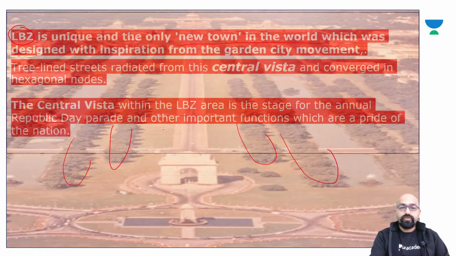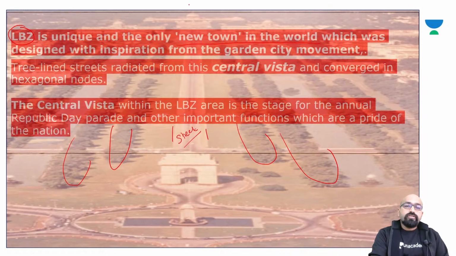Now this is a street. So friends, tree lined streets radiated from the central vista and converge in hexagonal nodes. The central vista within the Lutyens Bungalow Zone area is the stage for the annual Republic Day parade and other important functions which are a pride of the nation.